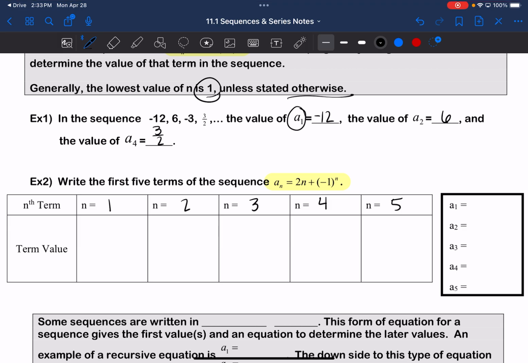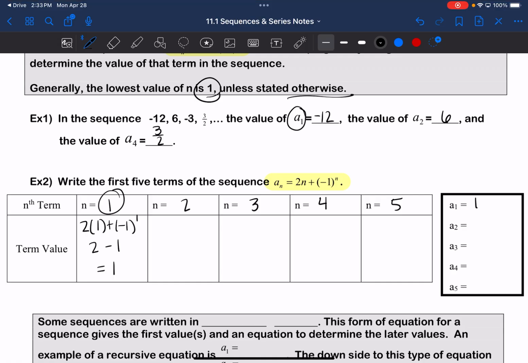All I need to do is substitute this number for n into the rule to figure out that value. So for this first one, I'd have 2 times n, which in this case is 1, plus -1 raised to that n power, which again in this case is 1. I'd simplify here. This is really just 2 minus 1, right? So we get 1. So the first term of this sequence would be the value 1.